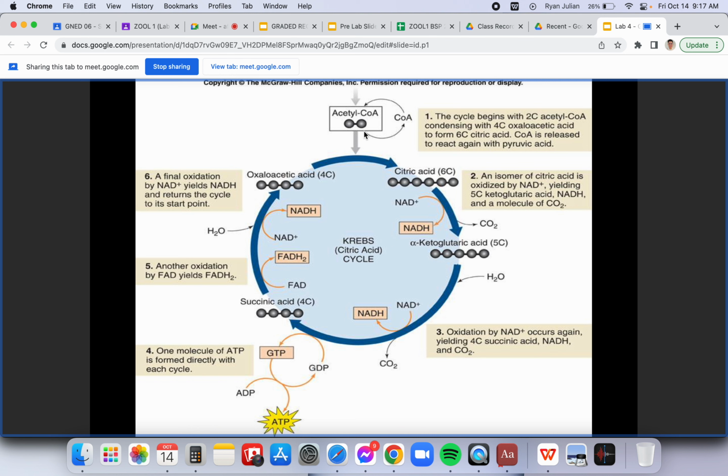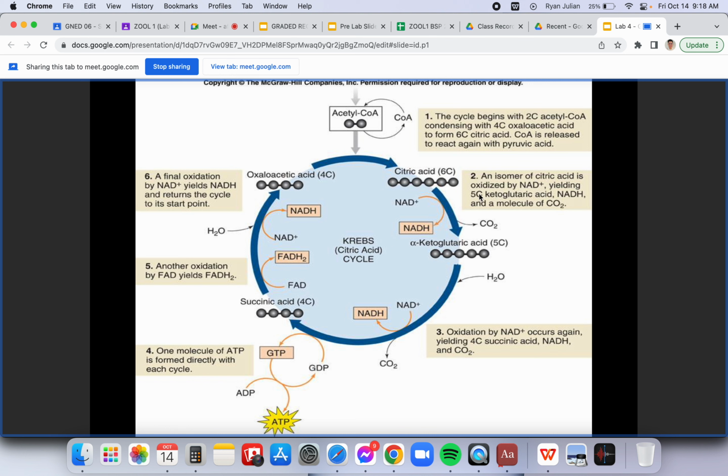Just count the molecules for your reference. 2 acetyl-CoA, so we have 2 molecules. 4 oxaloacetic acid, 1, 2, 3, 4. And for the 6 citric acid, 1, 2, 3, 4, 5, 6. CoA is released to react with pyruvic acid.